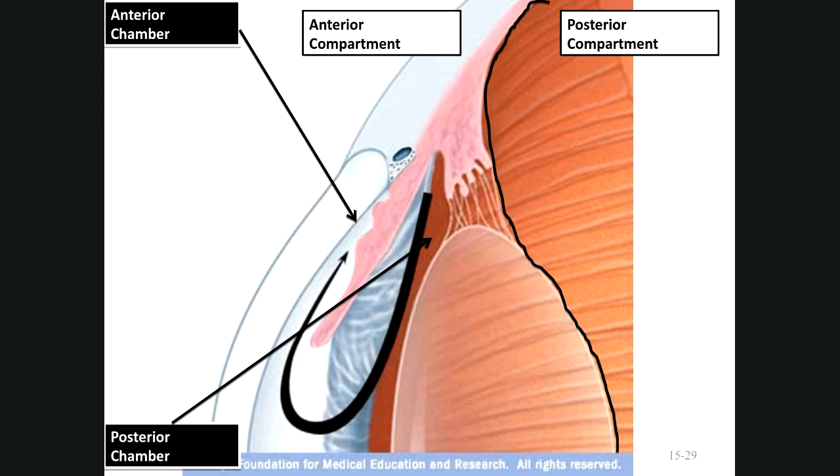This picture shows the same thing. So here's our ciliary body. That's what makes it. And there you see the circulation. And there's the little exit right there.